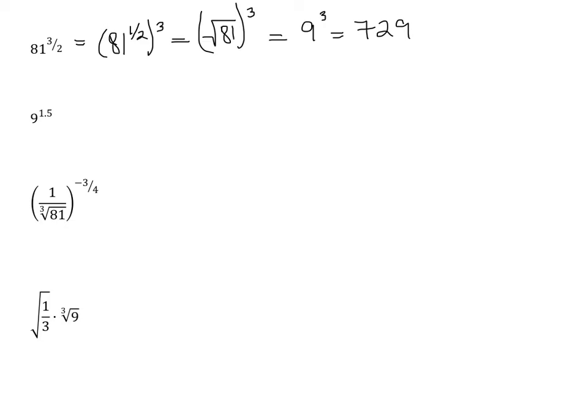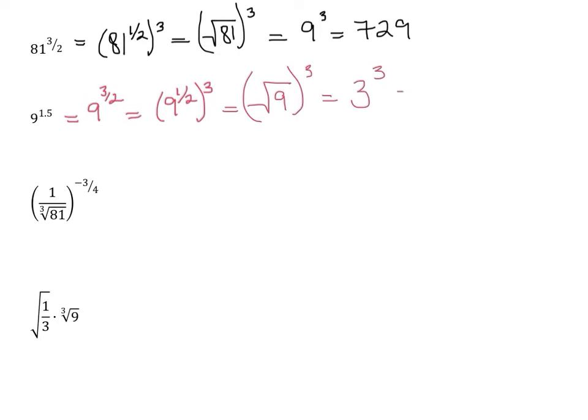The next one I have 9 to the 1.5 power. Alright, well that's the same as 9 to the 3/2, which would be 9 to the 1/2 cubed. Amazingly enough, it's the same idea, regardless if you write it like this or like this. 9 to the 1/2 would be the square root of 9 cubed. Square root of 9 is 3, and 3 cubed is 27.